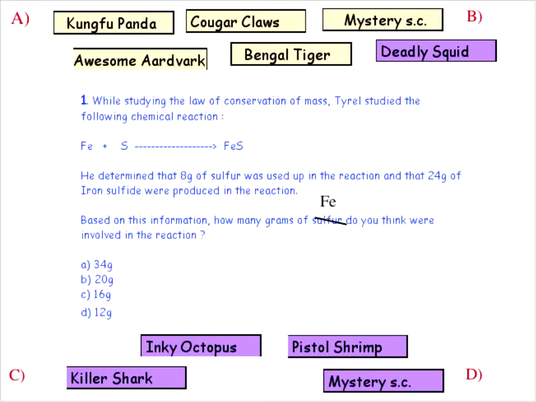So while studying the law of conservation of mass, Tyrrell studied the following chemical equation. So we have iron plus sulfur producing iron sulfide. He determined that 8 grams of sulfur was used up in the reaction and 24 grams of iron sulfide was produced in the reaction. Based on this information, how many grams of iron do you think were involved in the reaction? So what do you guys think?